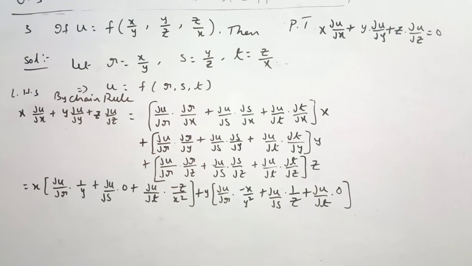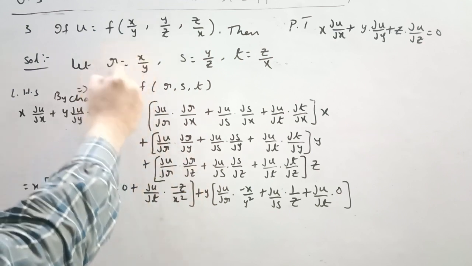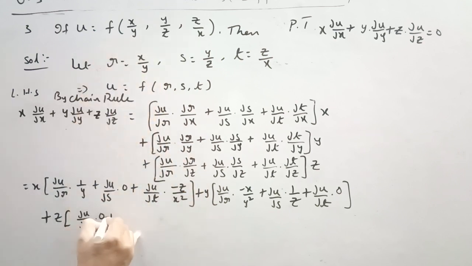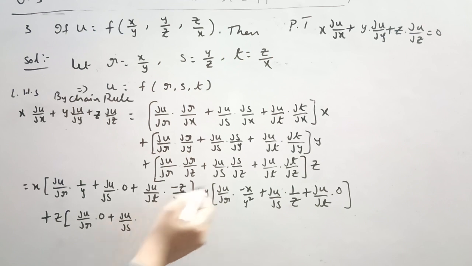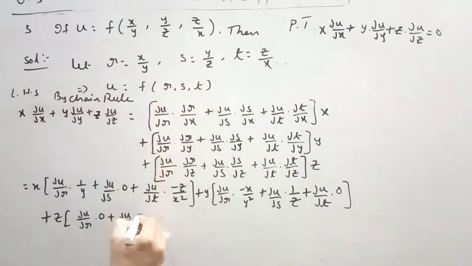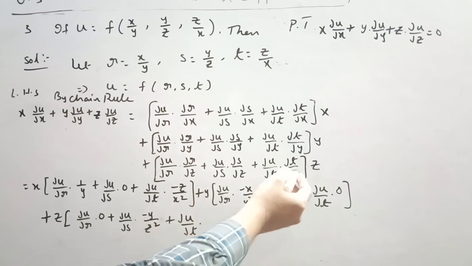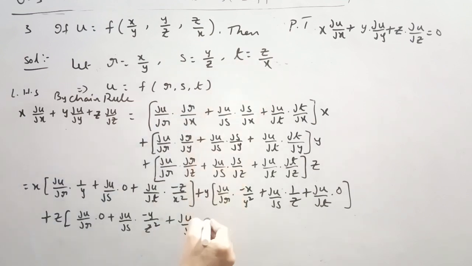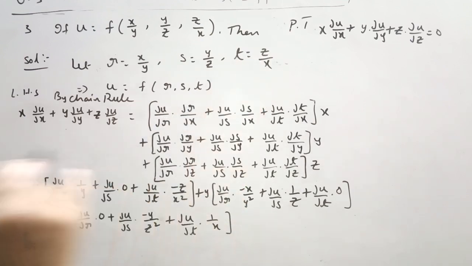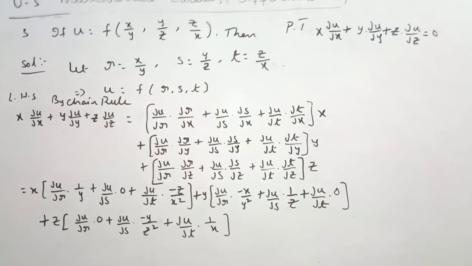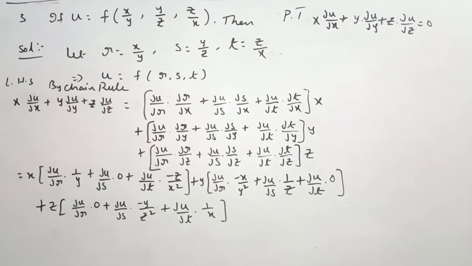Correct. Next, z into ∂u/∂r into ∂r/∂z. See here, there is no z in r, so it becomes 0, plus ∂u/∂s into ∂s/∂z. z is in the denominator, it becomes minus y by z square, plus ∂u/∂t into ∂t/∂z. So z is in the numerator, z is 1, I get 1 by x. Correct. So this is the chain rule after differentiation, right?